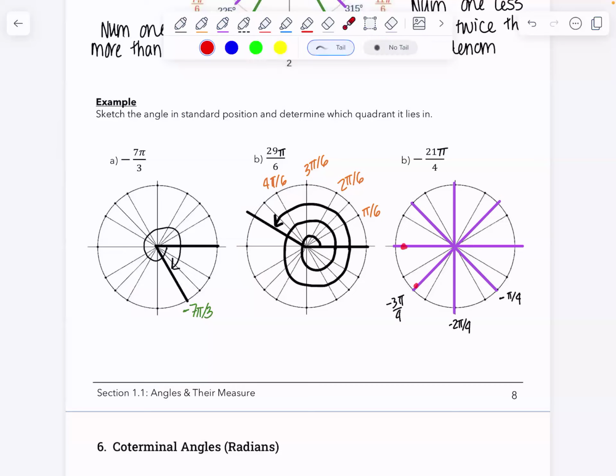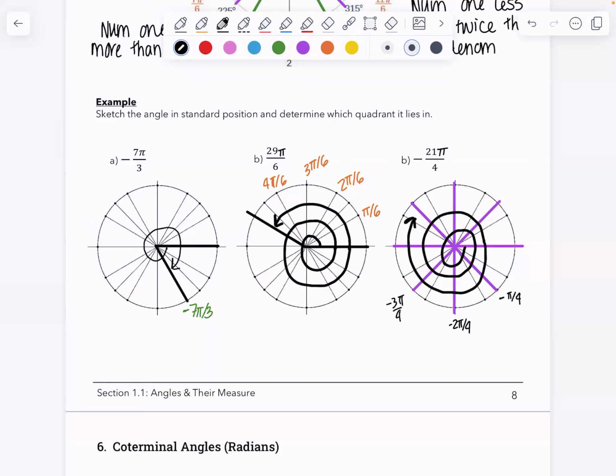So negative 3, negative 4, negative 5, negative 6, negative 7, negative 8. So that's one full rotation in the negative direction. Negative 8, negative 9, negative 10, negative 11, negative 12, negative 13, negative 14, negative 15, negative 16 right here. Negative 16 would be another full revolution. Negative 17, negative 18, negative 19, negative 20, negative 21 right here.